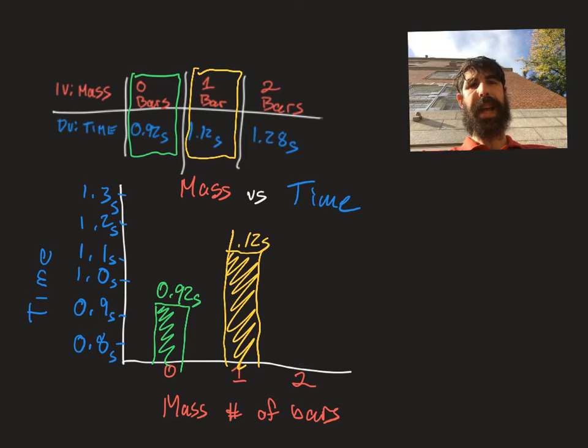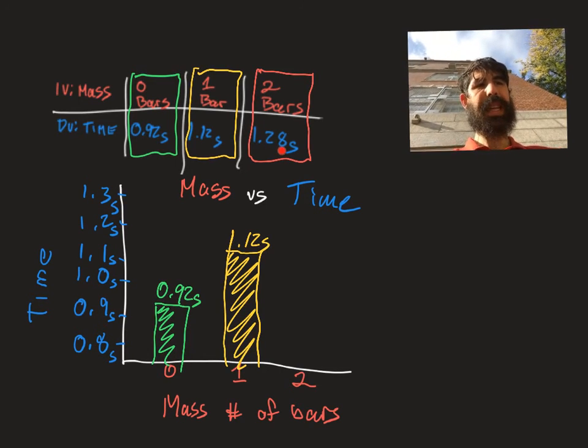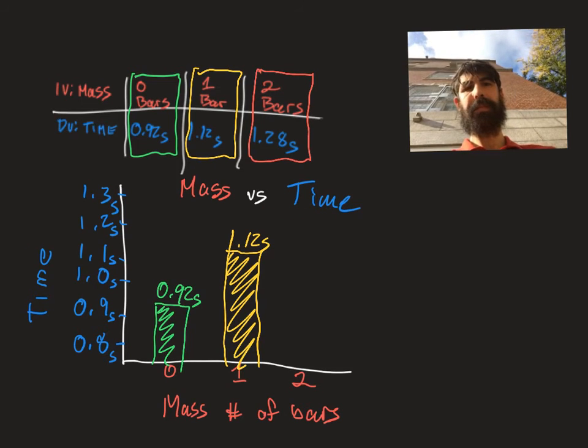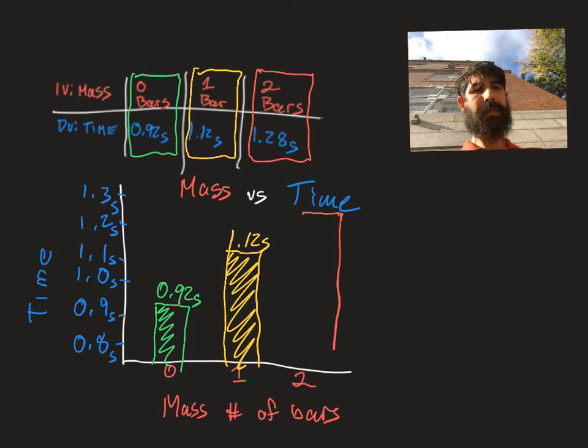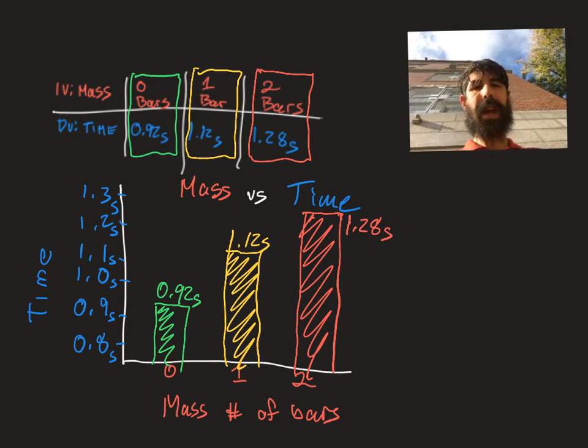Finally, my last bar, I'm running out of colors, I'm going to make that the red bar. That took 1.28 seconds. So that's 1.2. 1.28 is almost 1.3, so it's going to be all the way up here. Oh, I just saw all my other colors. 1.28 seconds. And now I have a graph.